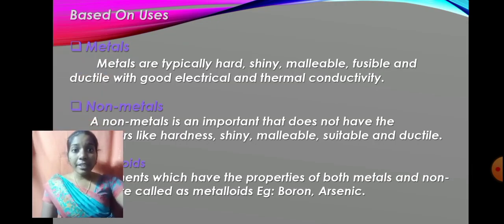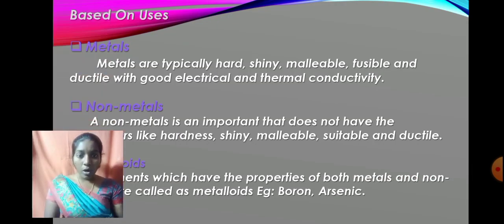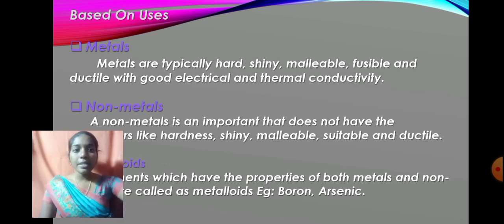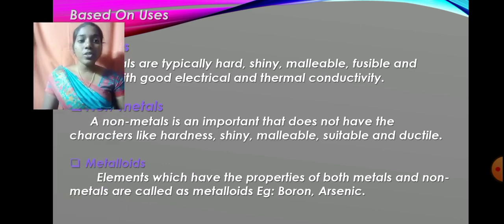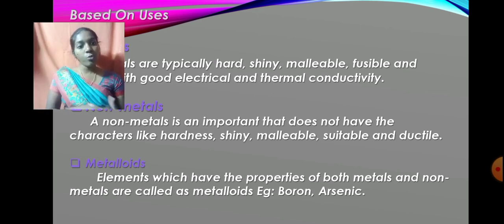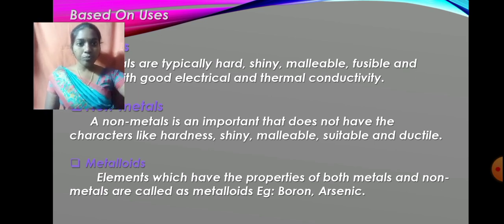Based on properties. Metals are typically hard, shiny, malleable, fusible and ductile with good electrical and thermal conductivity. Non-metals. A non-metal is an element that does not have characteristics like hardness, shininess, malleability, fusibility and ductility. Metalloids. Elements which have the properties of both metals and non-metals are called metalloids. Example, boron, arsenic.